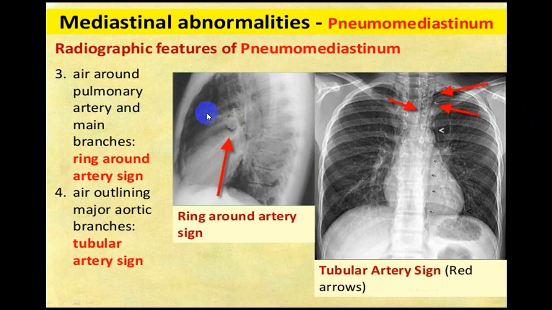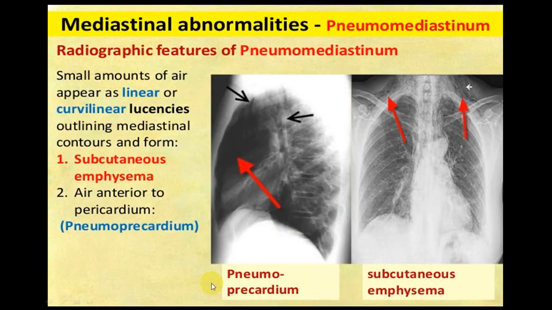Can you see this air line here? See these vertical lines along the artery. So this is a sign of pneumomediastinum: ring around the artery or tubular artery sign. These are all the different names given to the signs. You can get subcutaneous emphysema. You can get a pneumopericardium.